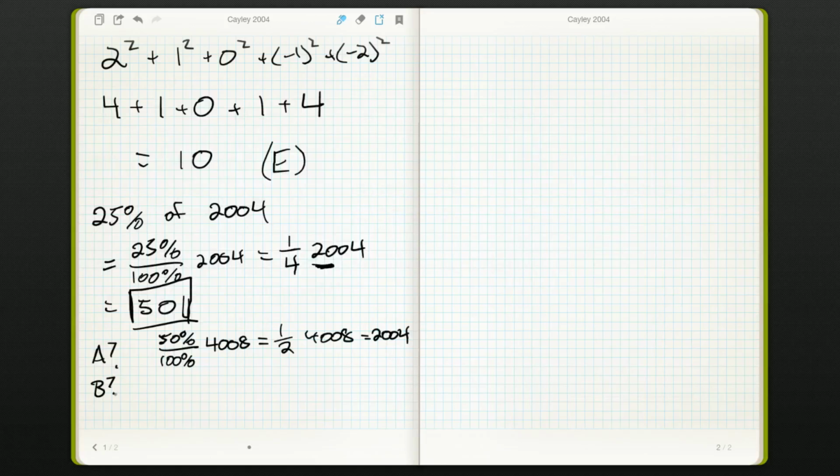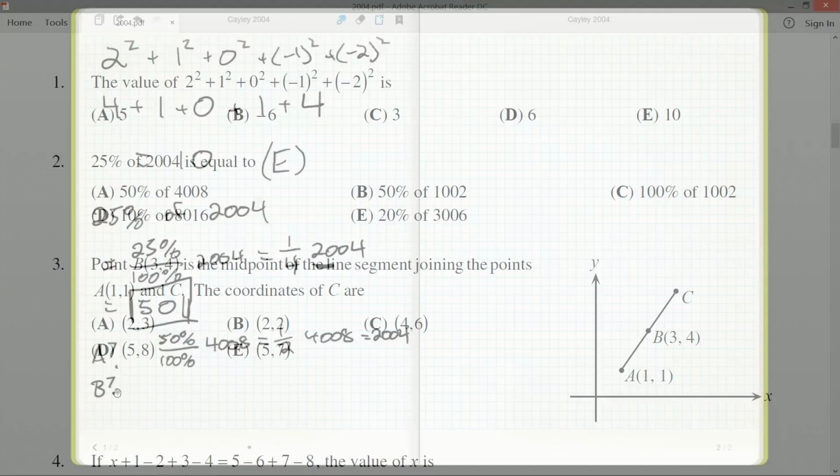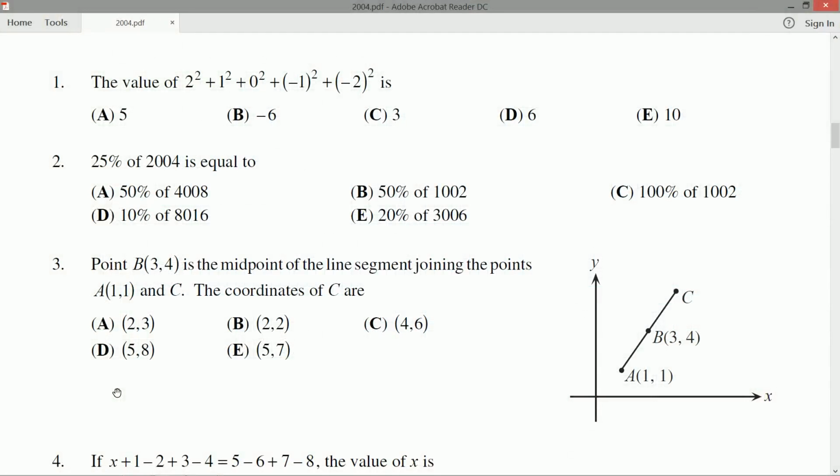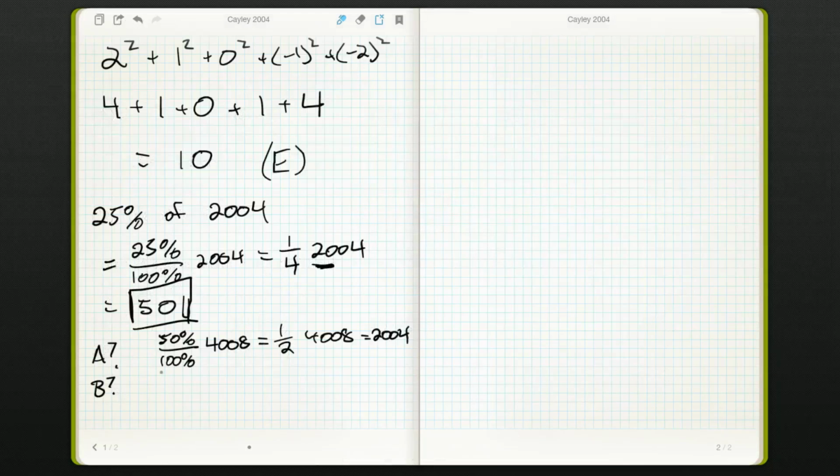Is the answer B? Okay, well, what was B? I think it was 50% of 1002. So it's still going to end up being 1/2 of 1002. But it turns out this is 501. So we're done. This is actually the answer.